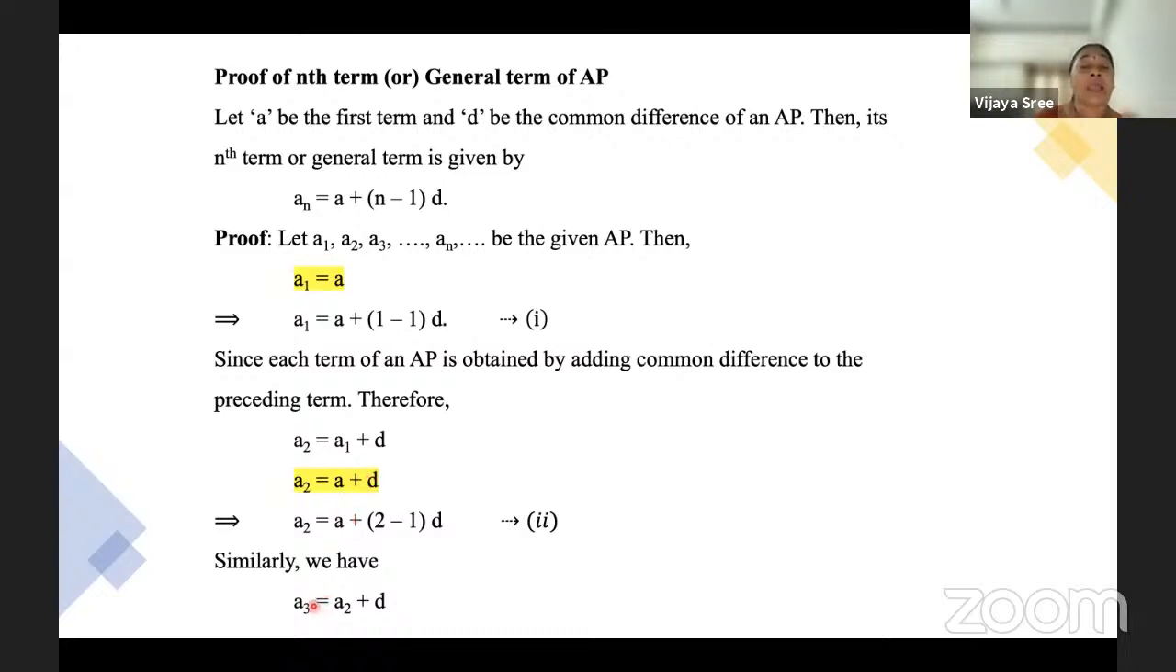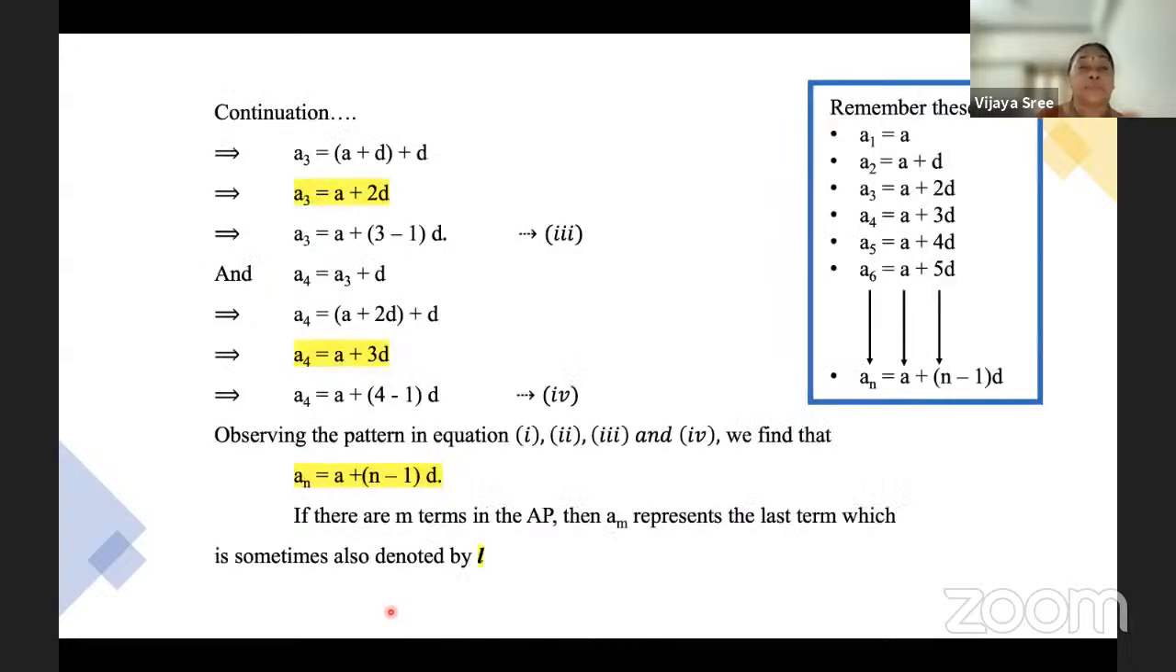Next, similarly, we have A3, that is equal to A2 plus D. What is A2? A2 is A plus D, plus D. We are adding the common difference to the preceding term. The preceding term is A2, which is A plus D. A plus D plus D, so A plus 2D. This is the third term. So A3 is equal to A plus, with term number 3 minus 1, into D. A plus 3 minus 1, that is 2, into D, equals 2D. A3 is equal to A plus 2D.